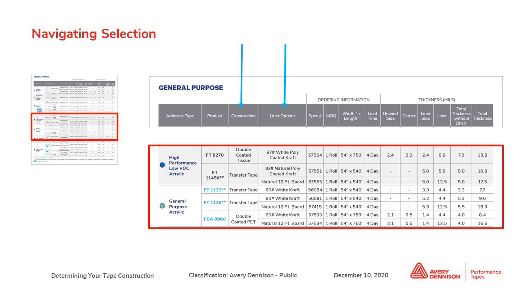And then further, adding to the variety of products we have offering in the core series, we have different liner options. So for FT8270, we only offer one liner option within the core series. We might have other liner options, but the core series rules won't apply there. But for example, the FT1149X, we do have two different liner options. We have the 82-pound natural poly-coated craft, and then we also have the natural 12-point board. Natural, by the way, meaning just the cardboard-looking appearance of those materials.